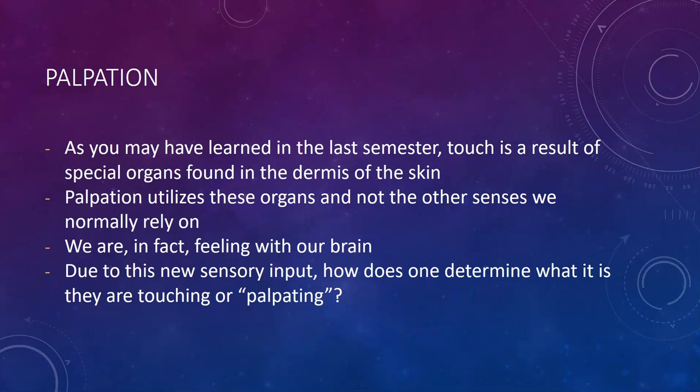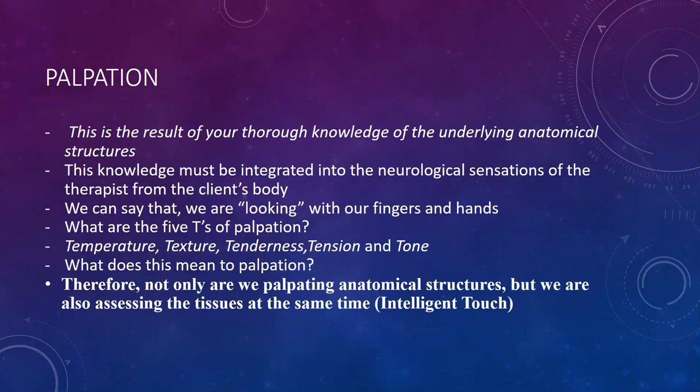How do you know that when you're touching a patient, you can say, oh, that is longissimus thoracis, or oh, that is the head of a rib? How do you know that? You know that because you've worked really, really hard to learn your anatomical structures. This is one of the big reasons why you need to work so hard to know your anatomy. Because when you do touch someone, you better have a pretty good sense of what's under there that you're touching.